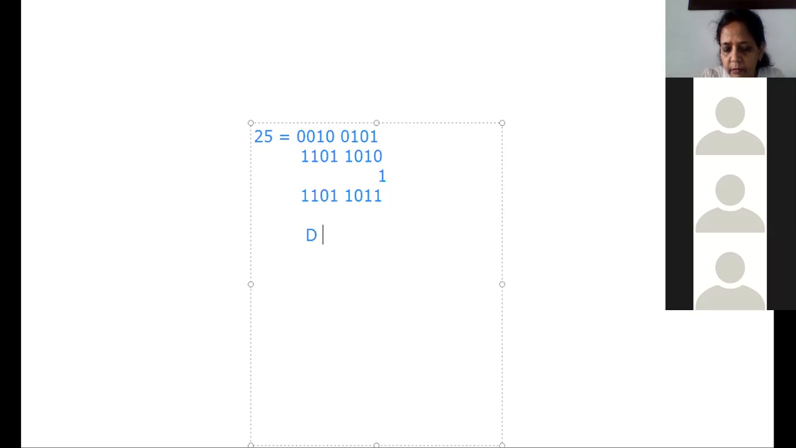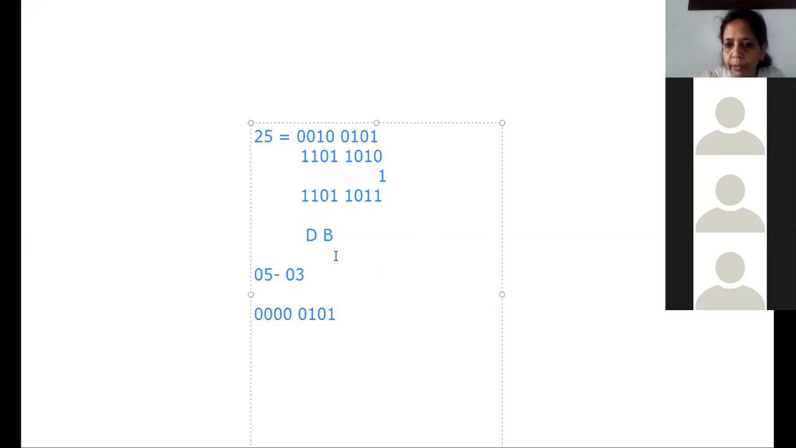And this is B. So DB is the 2's complement of the 25. Okay. Now suppose I want to subtract, for example, 3 from 5. How do you do the 2's complement of the subtraction? The 2's complement of 3 will be added to 5. So what is 5? 0, 0, 0, 0, 0, 1, 0, 1.